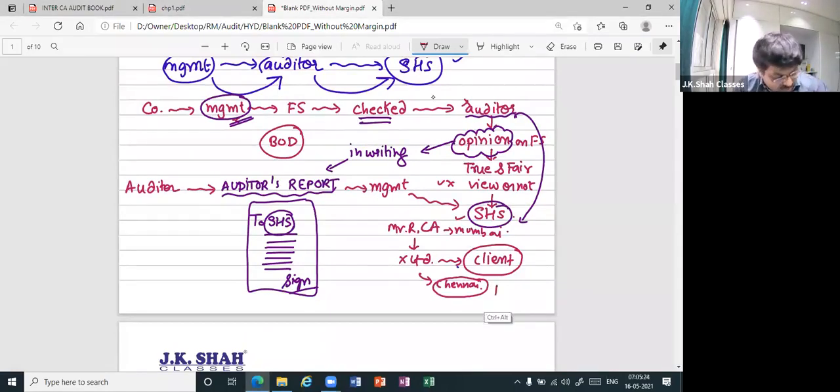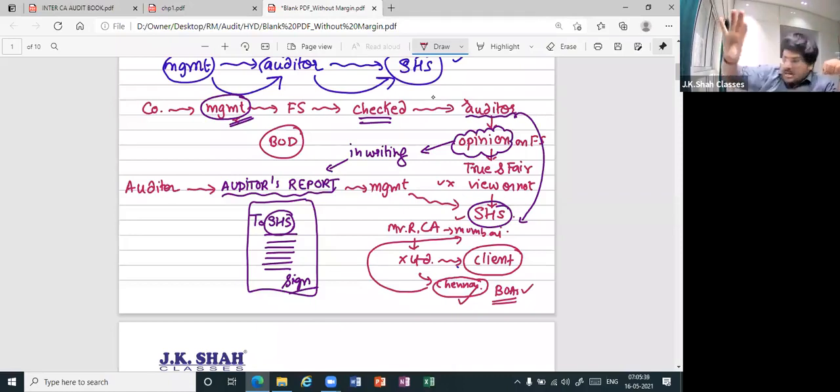Why? Because the books of accounts and the financial statements are there. I cannot bring those books of accounts to Mumbai. I have to go there and check. So I, along with a few people like assistants, will go to Chennai, audit the financial statements, come back, form an opinion, and then sign the report. Signing of the report can definitely happen at the client's place also. That is not a problem. But one thing is sure, the audit will happen at the client's premises, not at the office of the auditor.